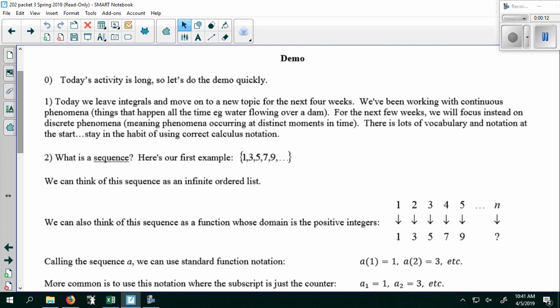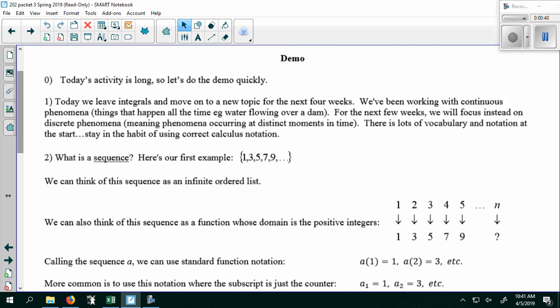So today we're going to leave integrals. We're moving on to a new topic for the next 4 weeks. We've been working with continuous phenomena, things that happen all the time, like water flowing over a dam is a continuous process. But for the next few weeks, we're going to focus instead on discrete phenomena, meaning phenomena that occur at distinct moments in time, every second or each day, or once per month, something like that.